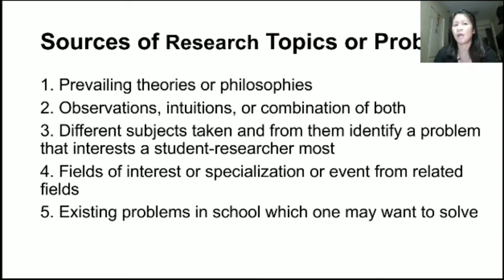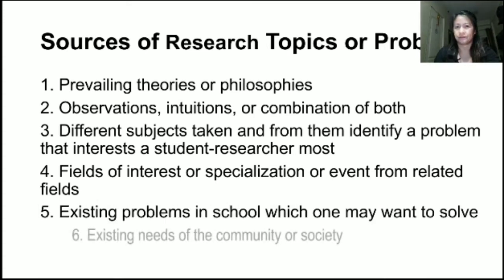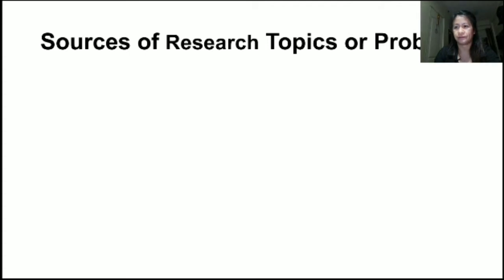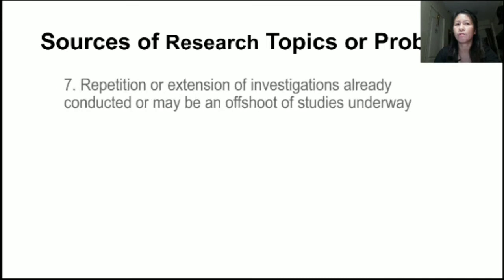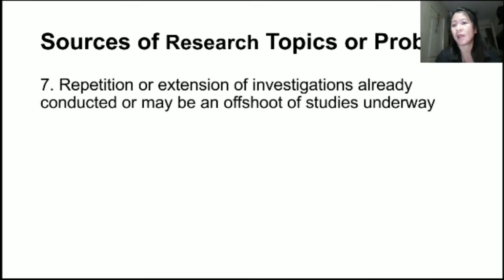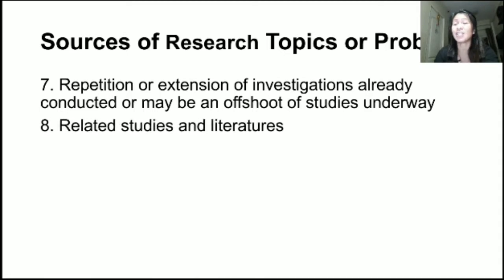Number 7, repetition or extension of investigations already conducted or maybe offshoot of studies underway. As we have emphasized, quantitative researches can be repeated to provide supporting evidences or information for more related studies and literature. Number 8, related studies and literature.